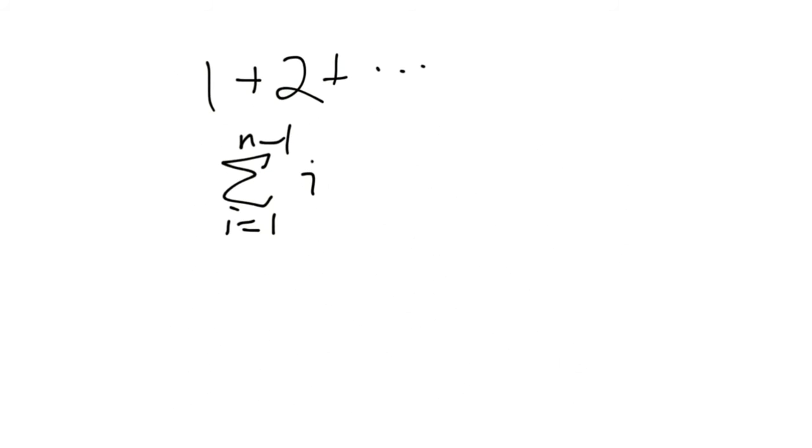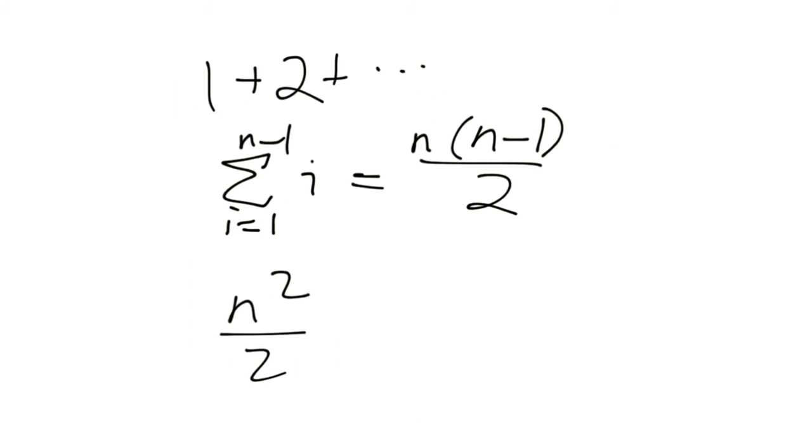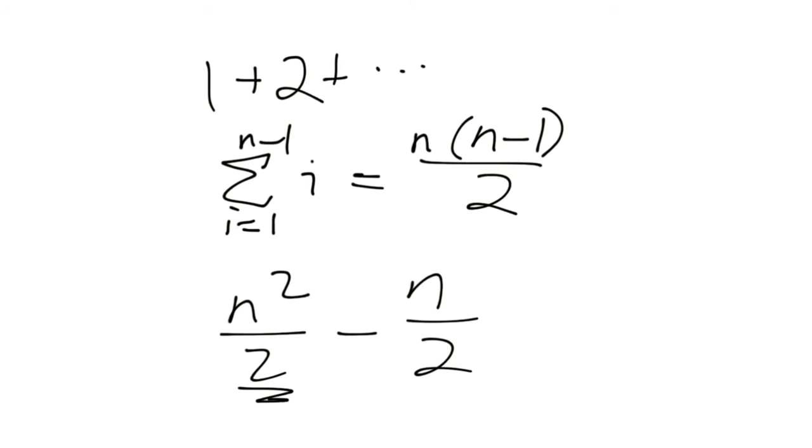We won't go into summations here, but it turns out that this summation is equal to n times n minus 1 over 2, which is equivalent to n squared over 2 minus n over 2. When talking about asymptotic runtime, this n squared term is going to dominate this n term. So insertion sort is big O of n squared.